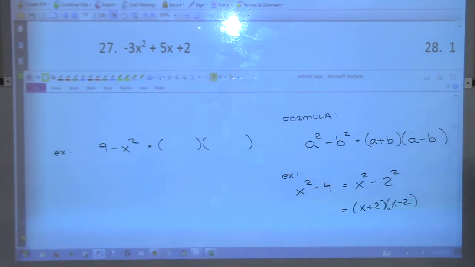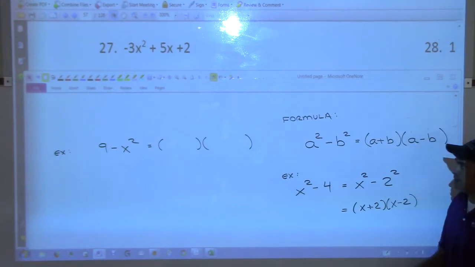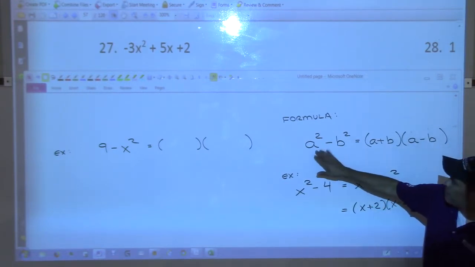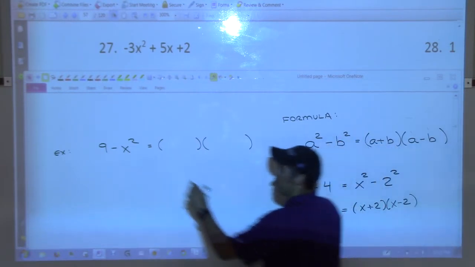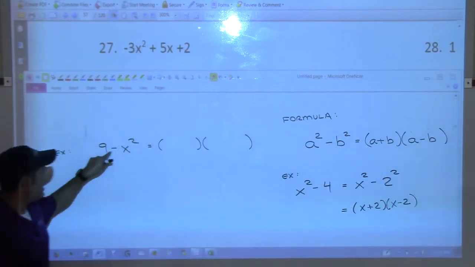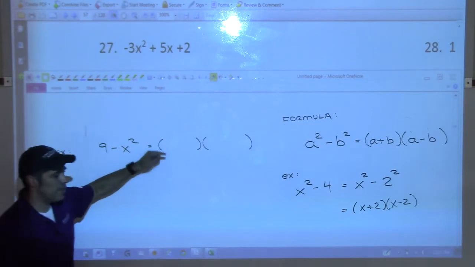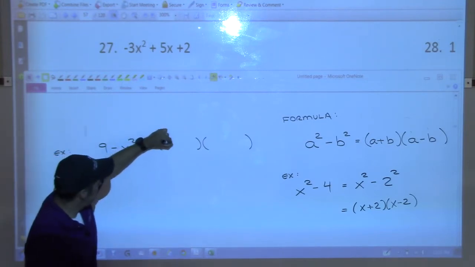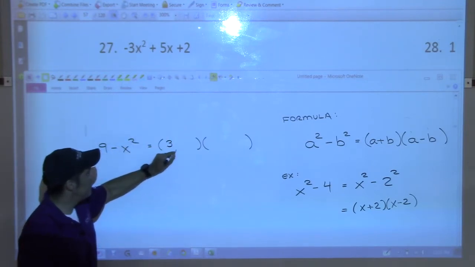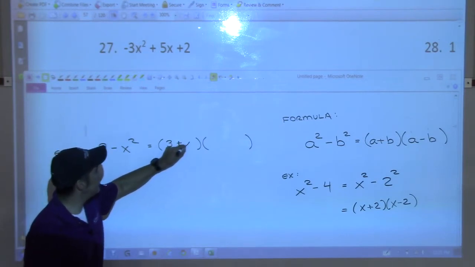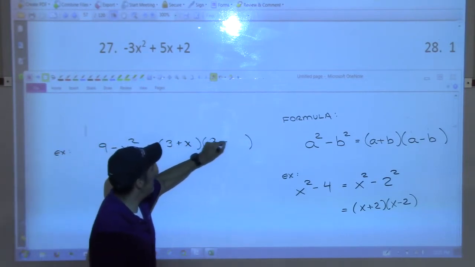What is the A here for us? X. So look at the... Oh, it's 3. Yeah, it's backwards, right? So the A here for us, this is really 3 squared minus x squared. So the A is 3, so I'm going to put 3, and then plus x, and then 3 minus x.